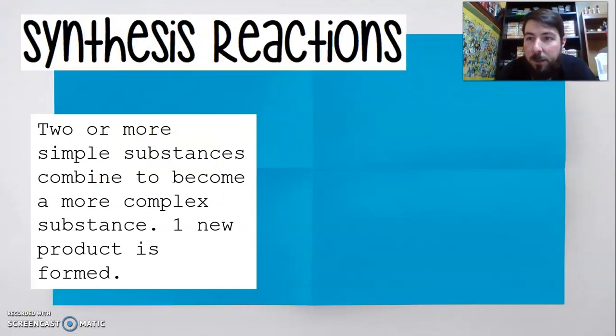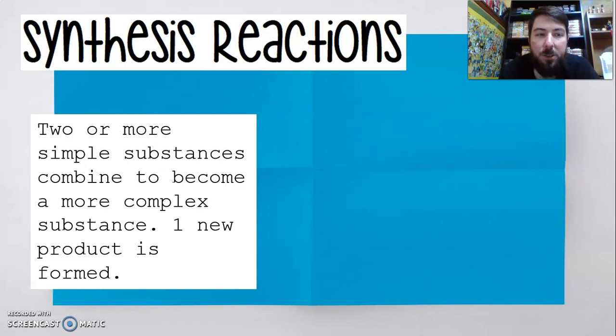So the first one is called a synthesis reaction. What that means is we have 2 or more simple substances and they combine into one more complex substance. One way to think about it is if we have a bunch of single elements, they all react with each other to create one big substance. And we're going to take a look at the forms of all of these different reactions in another video so that it'll help you identify what type of reaction we're talking about.